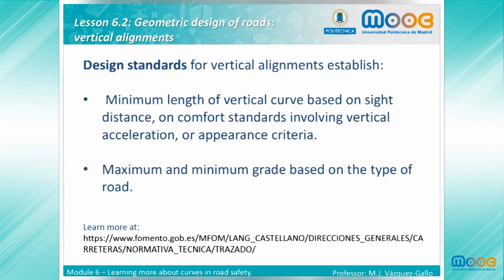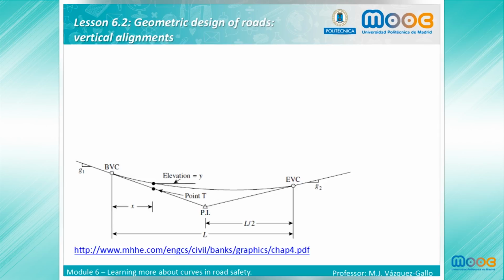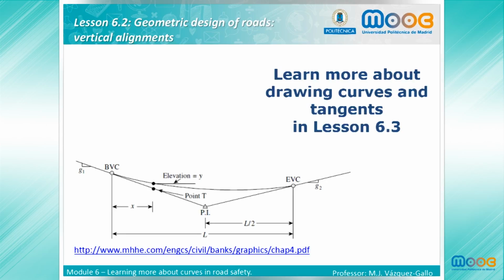Design standards for vertical alignments establish the minimum length of a vertical curve based on sight distance, on comfort standards involving vertical acceleration, or on appearance criteria, and also maximum and minimum grade based on the type of road. You can learn more about this at this internet site. Finally, to combine horizontal and vertical alignments, we would like to learn more about drawing curves and tangents in Lesson 6.3.